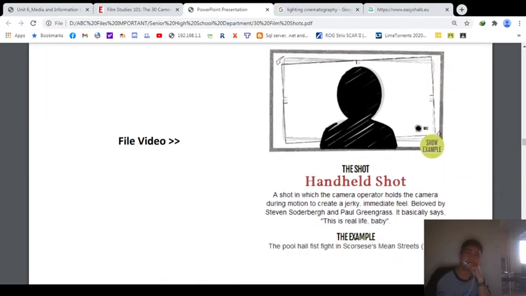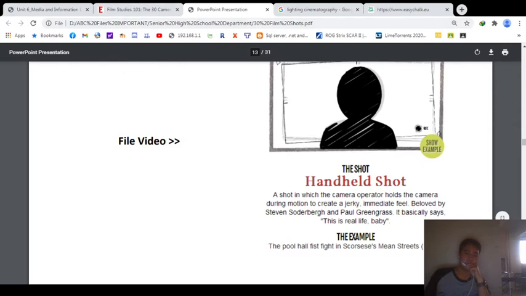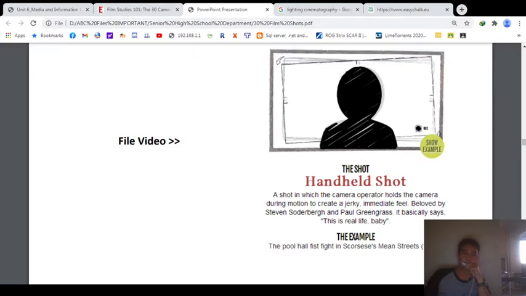Next is the handheld shot. The so-called person who's holding the camera in a shaky manner: handheld shot. A jerky motion. Immediate feel, beloved by Steven Soderbergh and Paul Greengrass. It's basically saying this is real life. Real life camera.